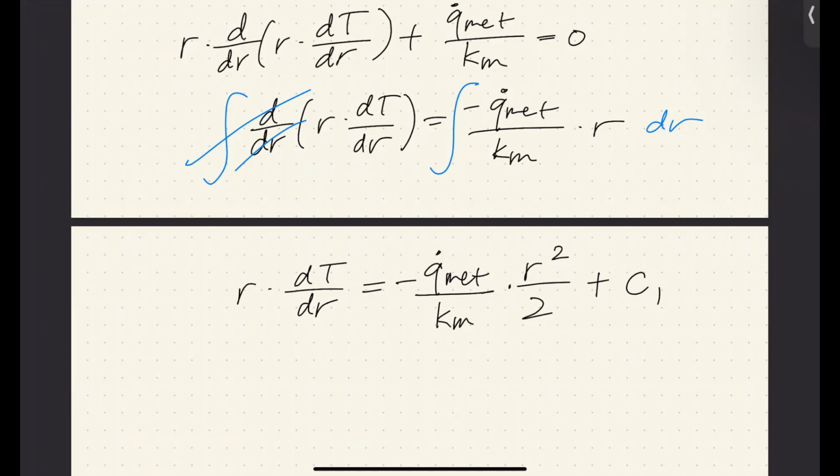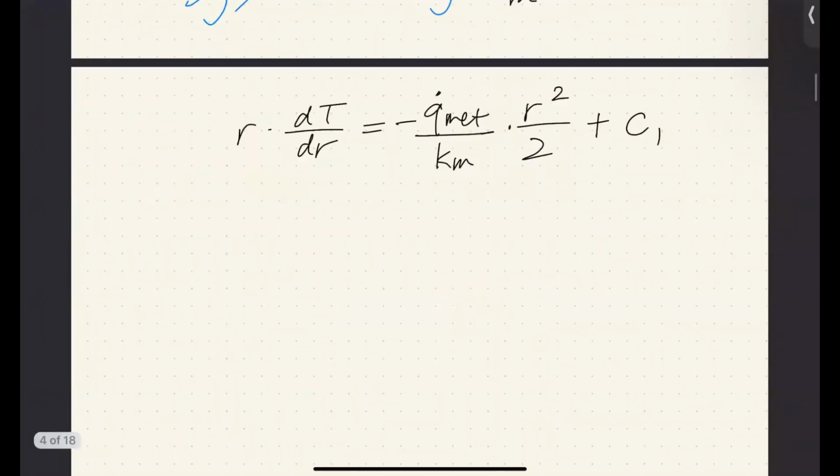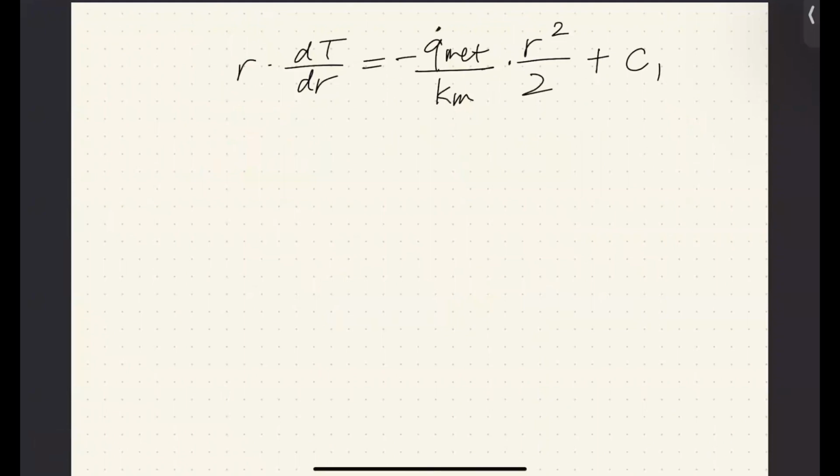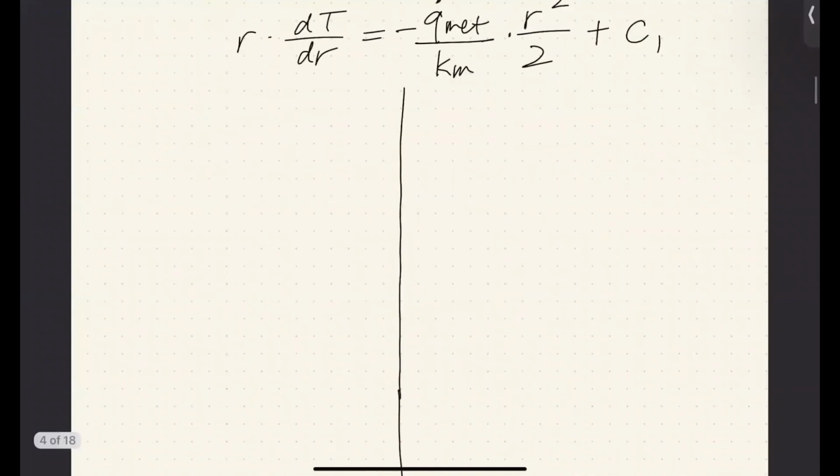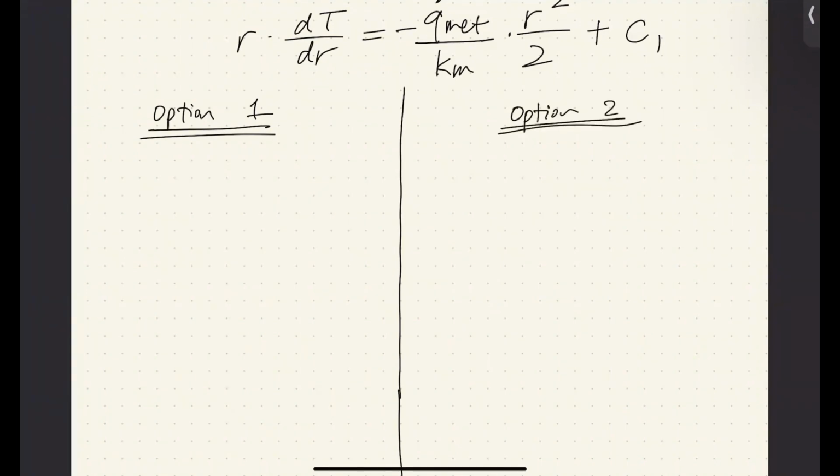Plus C1. Now, here's where we can go two different ways, okay? We have our expression, and now here's where we can go two different ways. Let's say you did it one way, try it another way, okay? Option 1. And I'm going to tell you right now, these options both work, which shows you there are many ways to solve this problem. There's many ways, but this is just one of them.